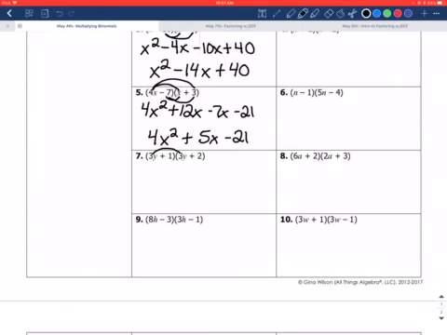For number 7, we'll distribute the 3y. Feel free to pause this video anytime you need. So we're going to multiply the 3's together.